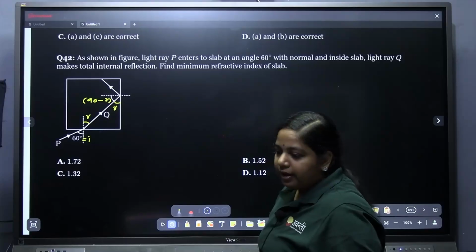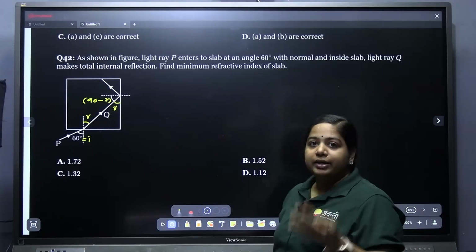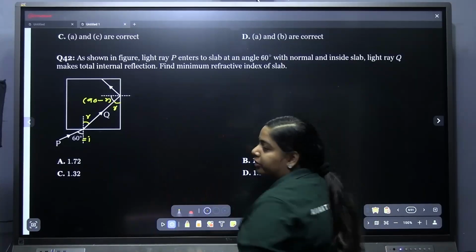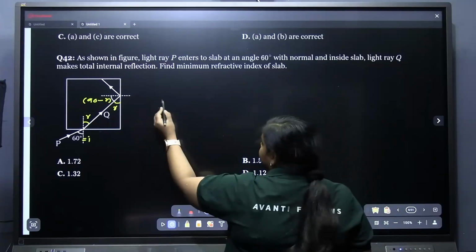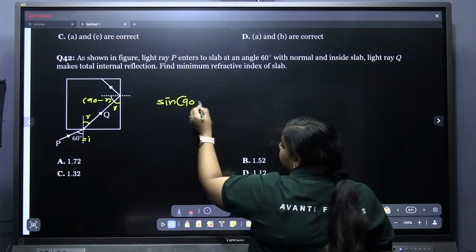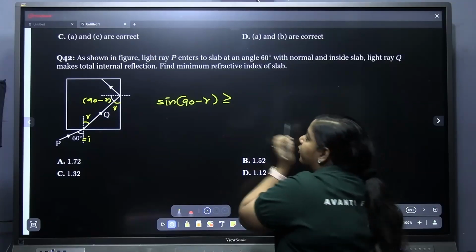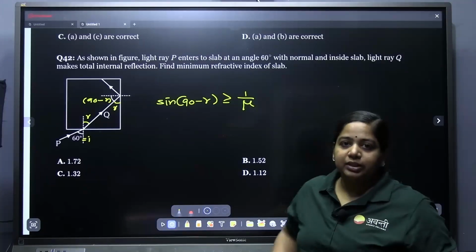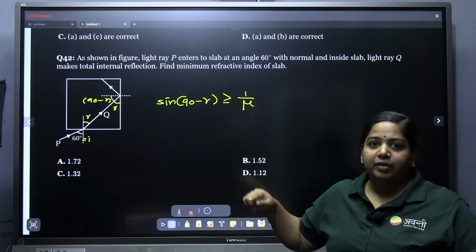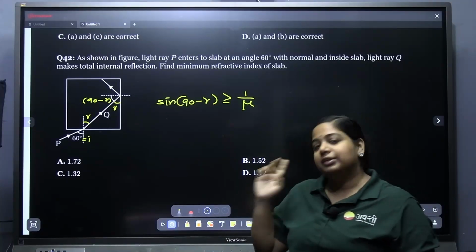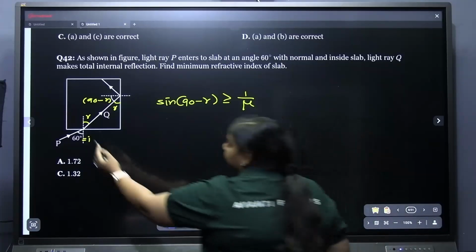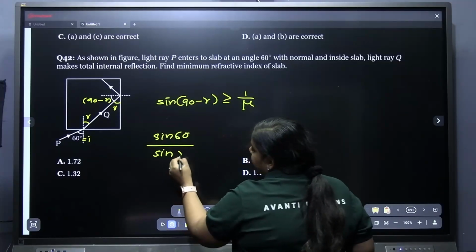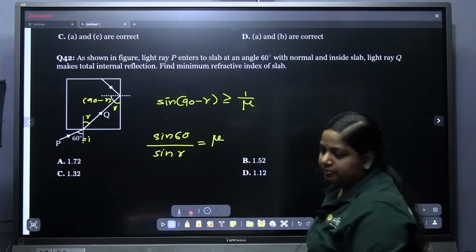We know it should be greater than the critical angle, only then total internal reflection will happen, which means sin(90 minus r) should be greater than or equal to 1 by mu, because for the critical angle it is 1 by mu. Now directly applying Snell's law, at this point sin 60 by sin r is equal to mu.